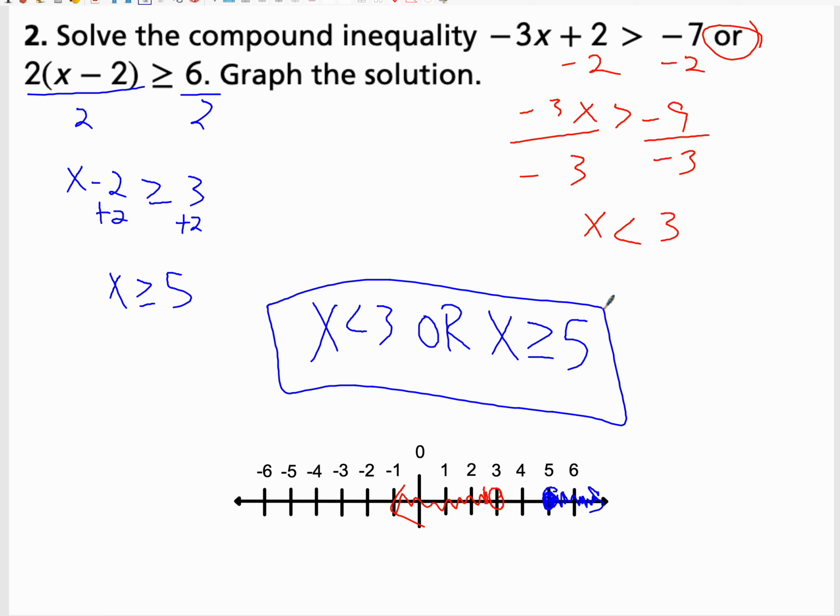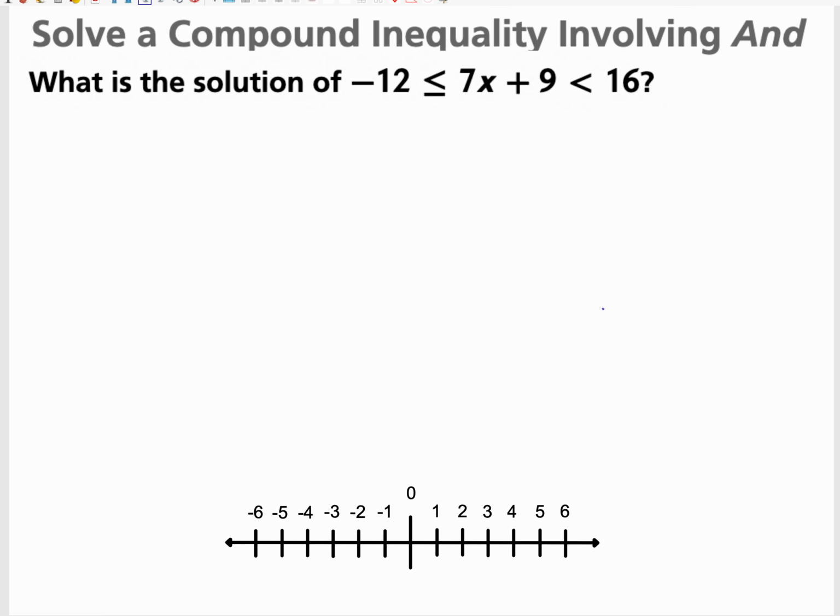All right, what about the and statements? A lot of times these will just be written as one expression like this. We've got one expression that has 2 different symbols, and so we need to split those in 2 in our own minds. I'm going to cut it there, and I'm going to cut it there. Our first one would be negative 12 is less than or equal to 7x plus 9. But we also have 7x plus 9 is less than 16. We've got to solve both of those. Okay?